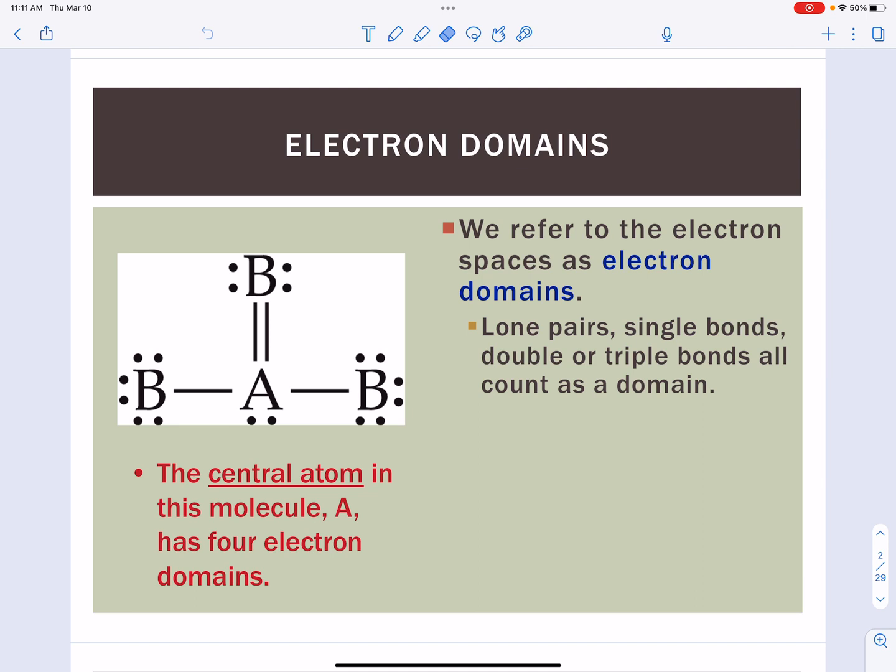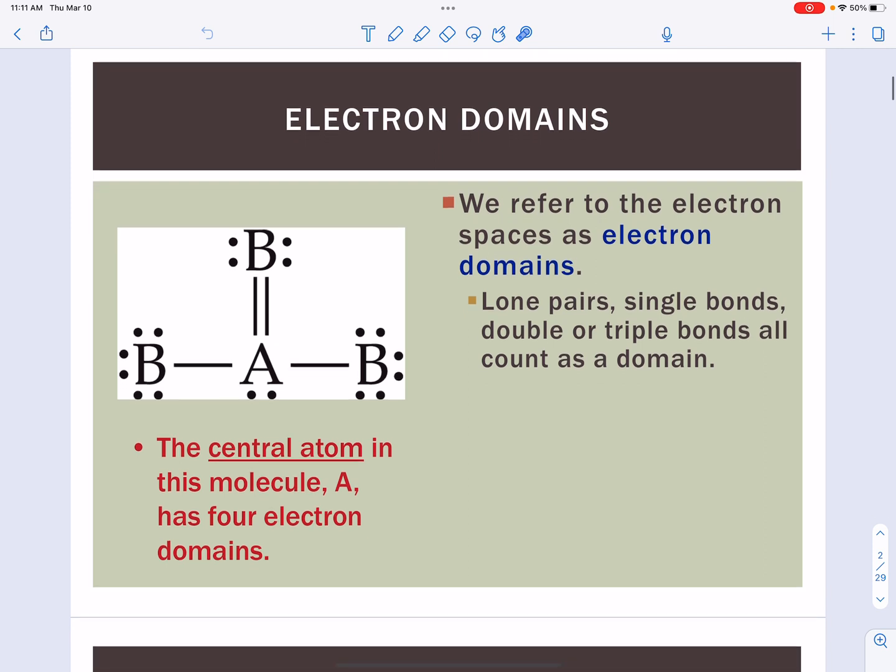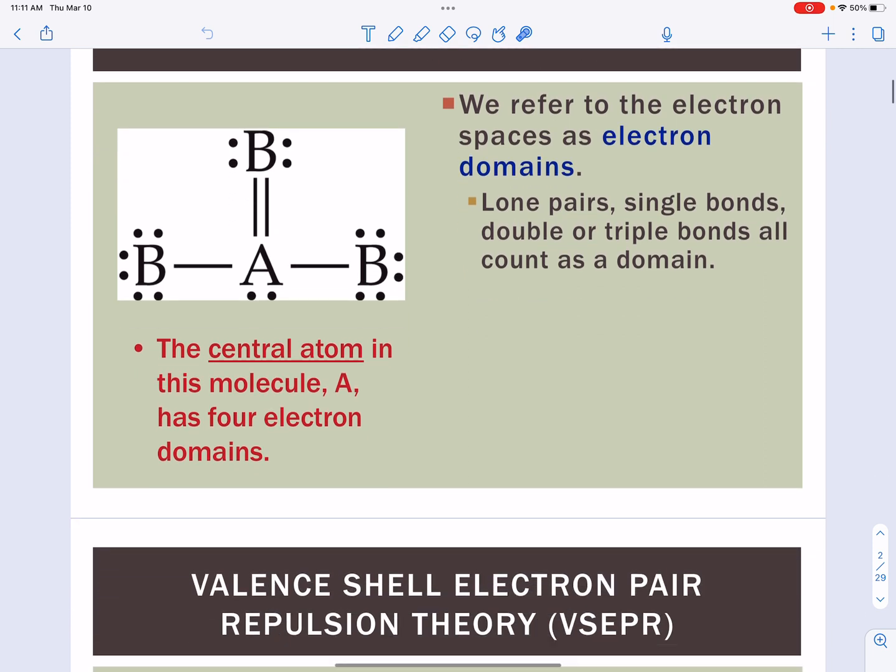So if you look at this picture here, you've got 4 domains around the central atom. One of them is this double bond, right? And then each one of the single bonds counts as a domain, a space. And then the 2 dots down here, the lone pair, they also count as a domain, okay? So that would be a total of 4 domains. Now, that is going to determine a lot about how this molecule is shaped. I know AB3 is not a thing, but it's a model for one.